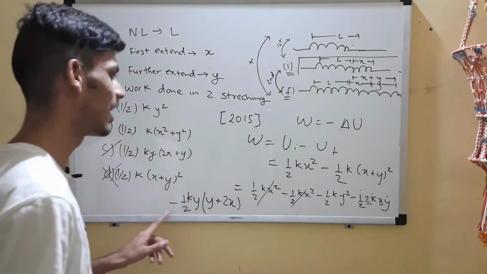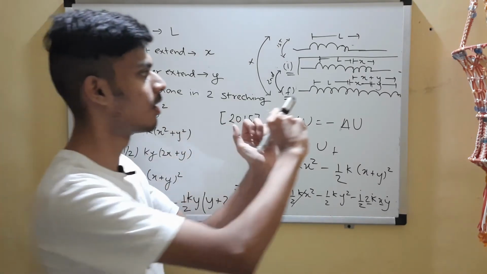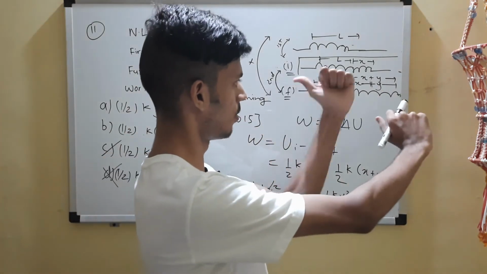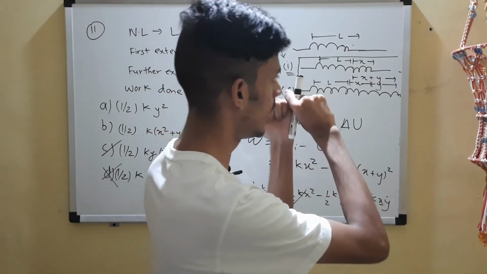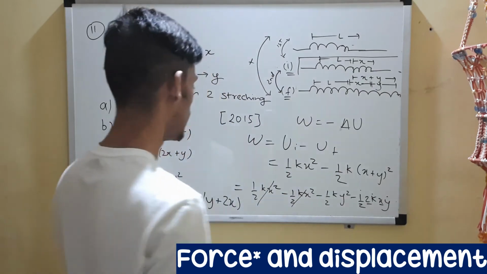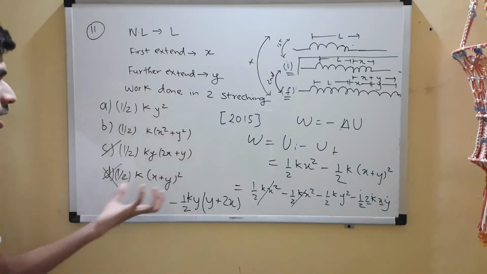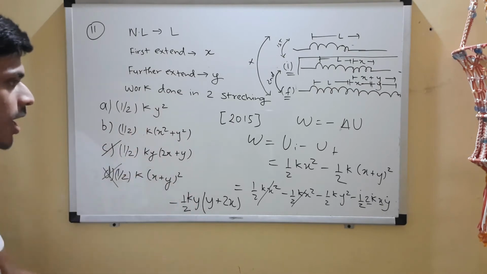The negative sign basically shows that the work done is negative, because the work is done against the spring force. The spring force is in this direction, and the extension and displacement are in the opposite direction. So the work done is negative, but they basically want the magnitude. So that will be our answer.